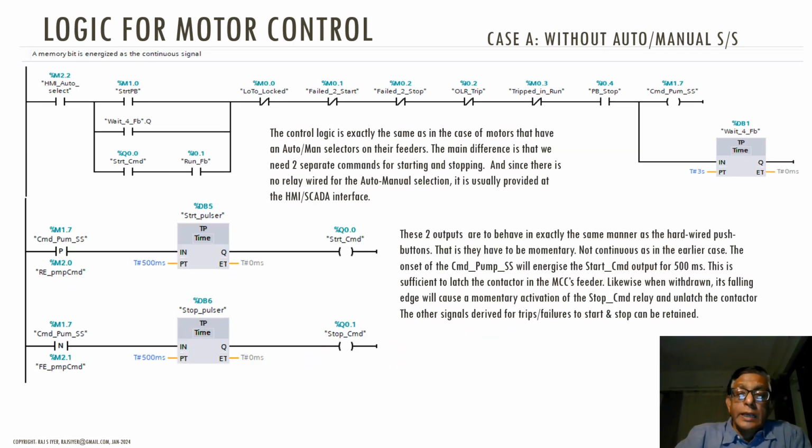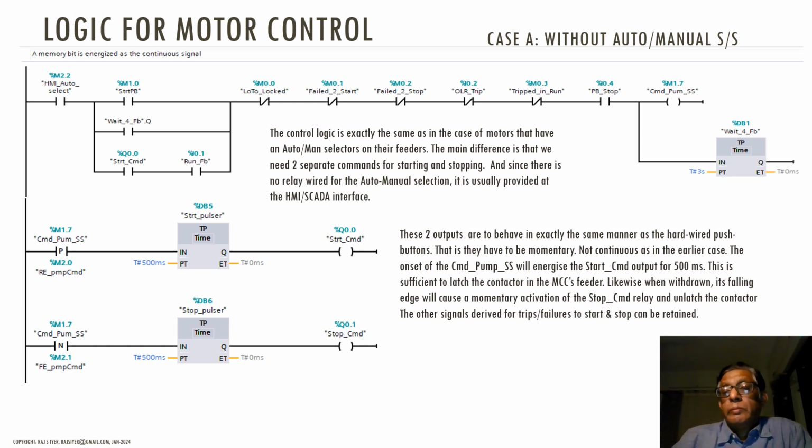Now we look at the case when there is no auto manual selector switch available on the feeder. I mean, such a signal has to come from the HMI or SCADA. Okay. And in addition, there is one important difference. That is, instead of one continuous signal, you require two momentary start and stop commands. See, this is a very simple thing.